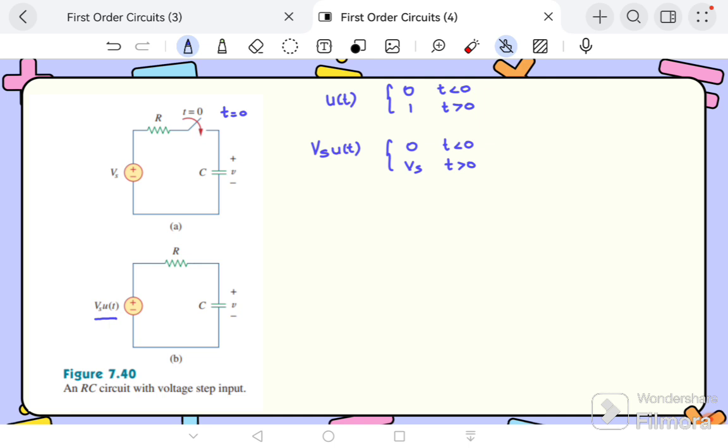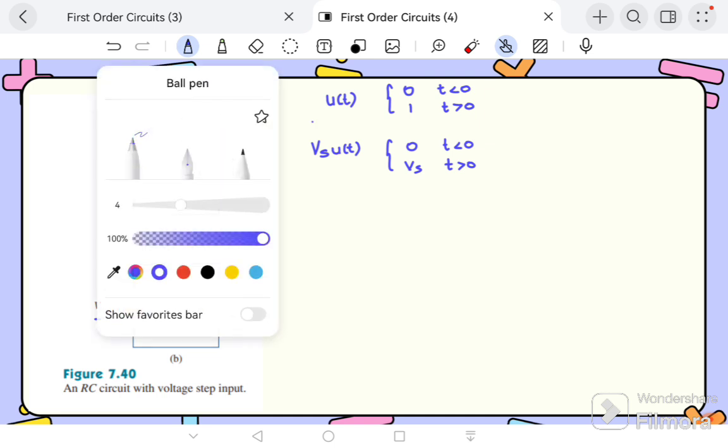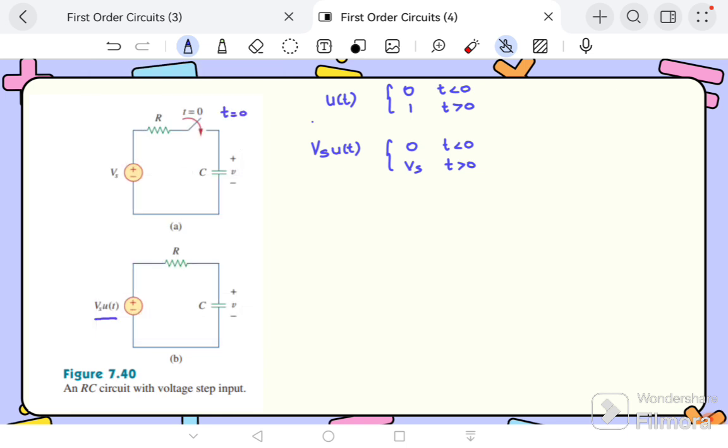So, for example, if we want to find v of t, we can use circuit B. Our goal initially for this topic is to first derive the function v of t, which is the voltage across our capacitor at any time t. So, we use circuit B to find v of t.